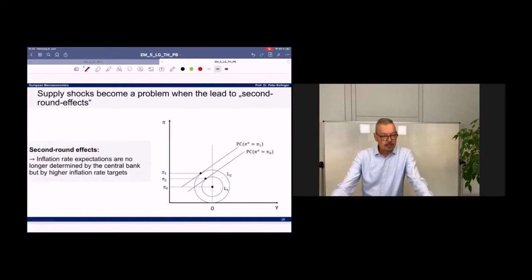But of course, supply shocks can become a problem if they lead to so-called second-round effects.